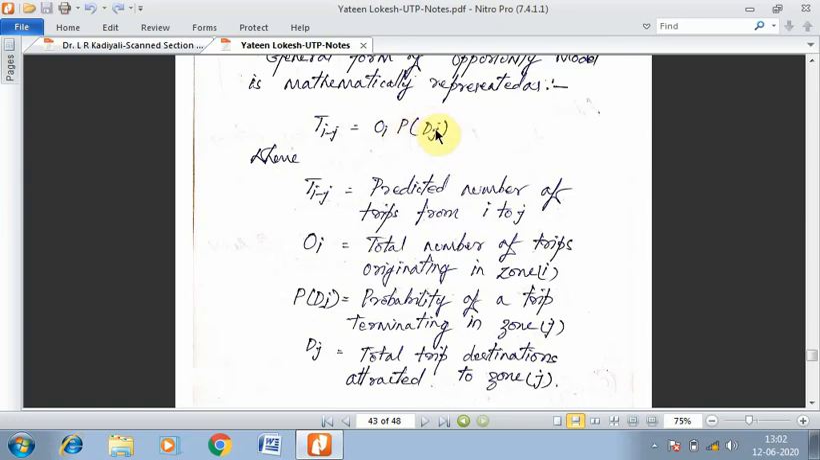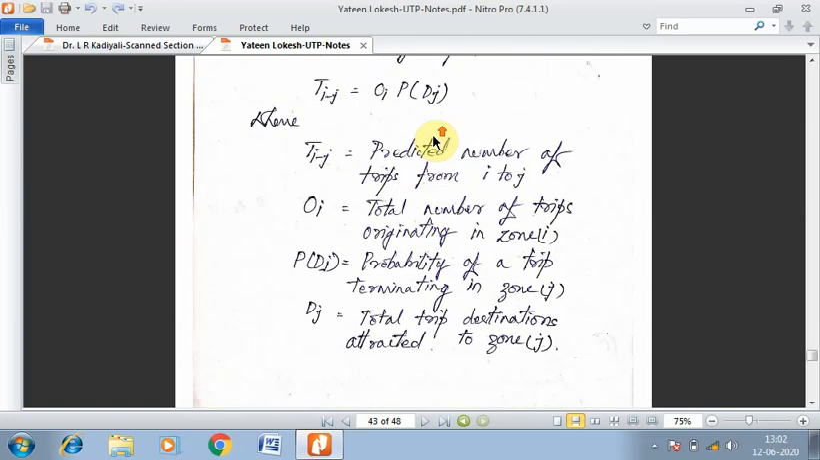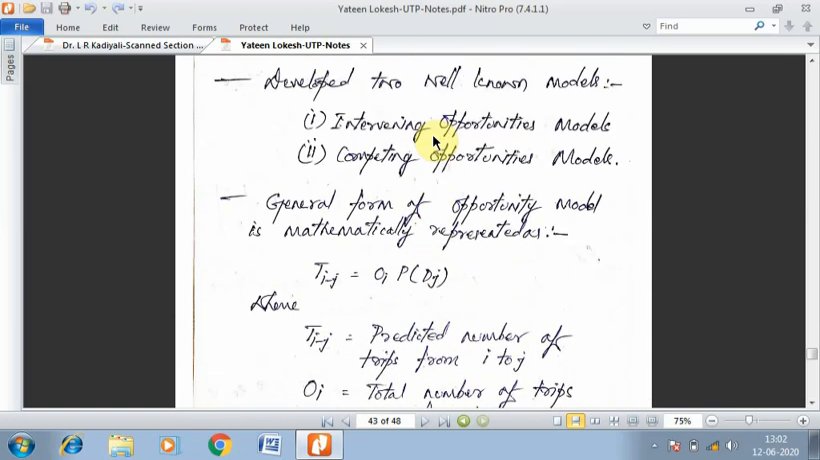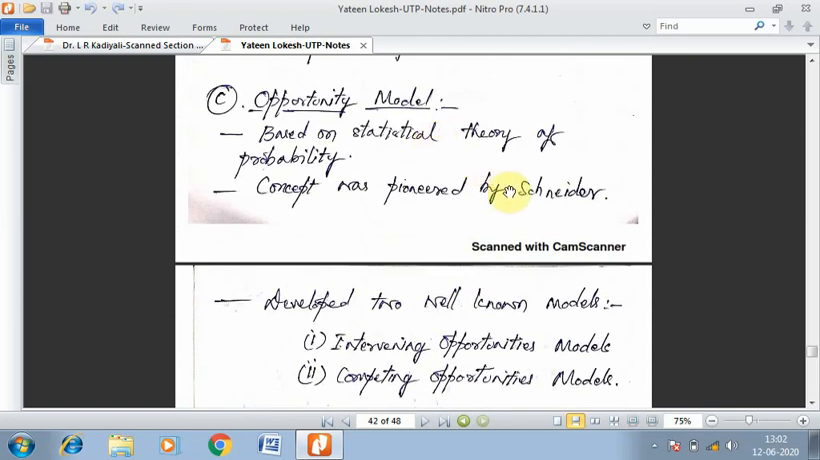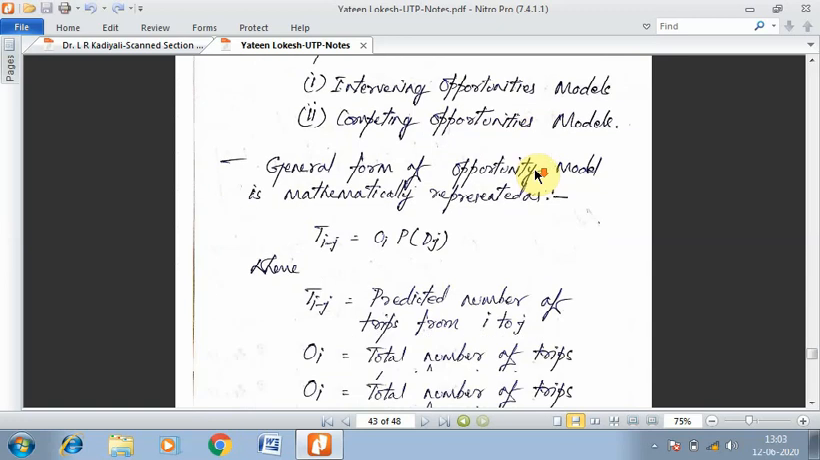So this Dj is the total trip destinations attracted to zone J. So this is the general expression of the opportunity model which was proposed by Schinder. Okay, now we shall be discussing these two individual types of well-known opportunity models. The first one would be the intervening opportunity model.